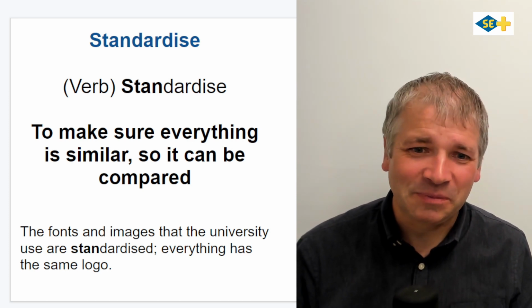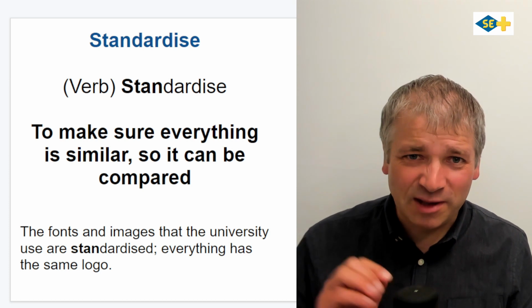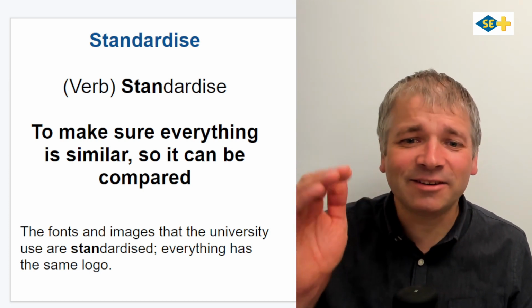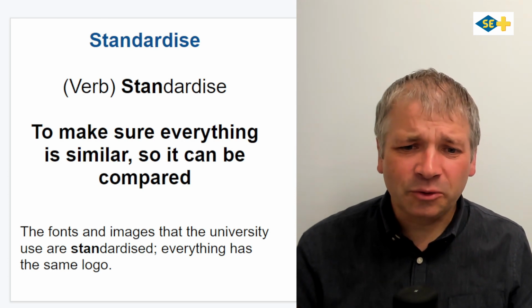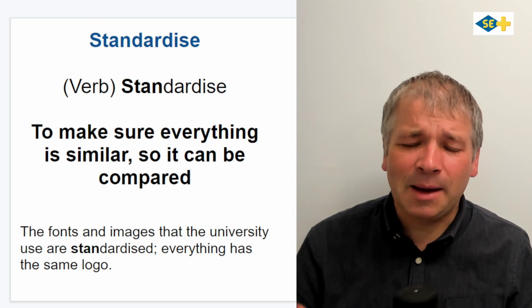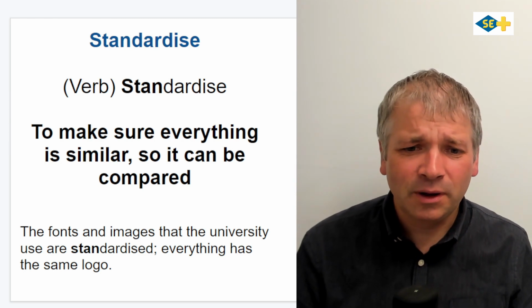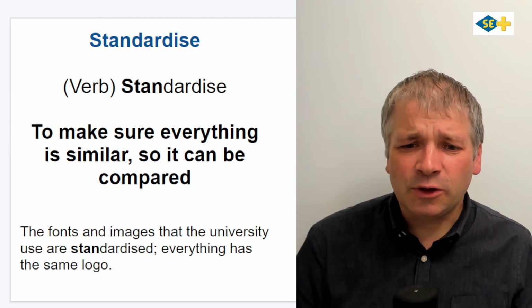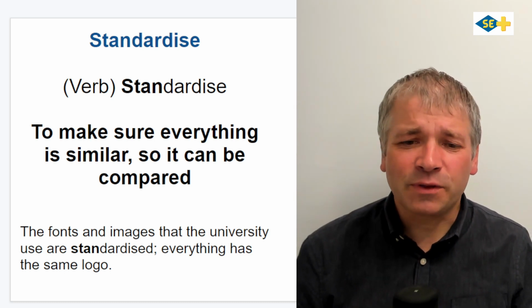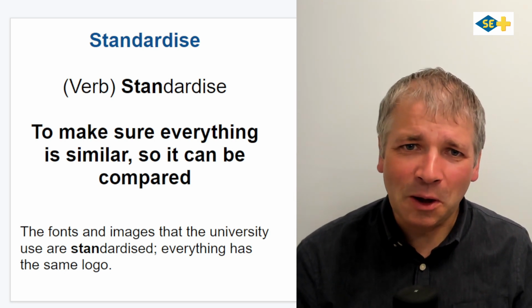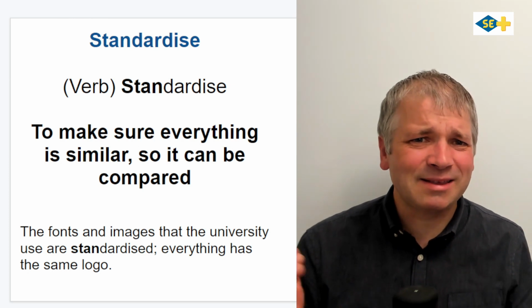Standardize. This is a verb and the stress is on stan. Standardize. And this is to make sure everything is similar so it can be compared. So for example, the fonts and images that the university use are standardized. Everything has the same logo. So lots of things can be standardized.